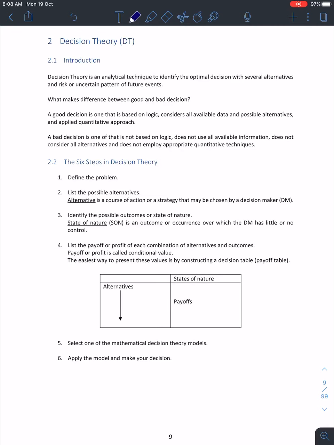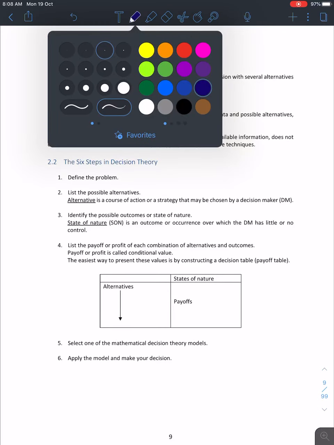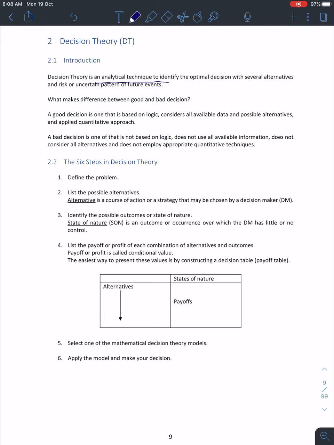So first, as an introduction, decision theory is an analytic technique to identify the optimal decision with several alternatives and risk or uncertain patterns of future events. So in this case, our aim is an optimal decision based on several alternatives, meaning that decision theory is used for how we analyze several alternatives. At the end of the day, we would like to get an optimal decision as our final decision.